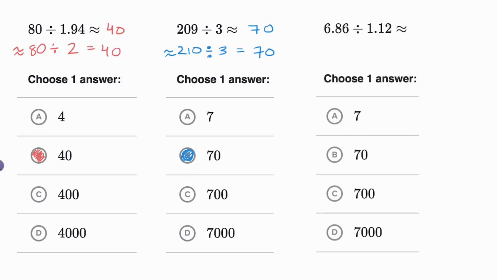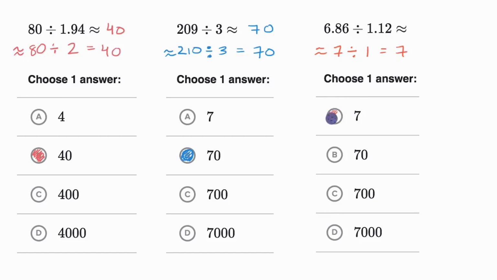So once again, pause the video and figure out what 6.86 divided by 1.12 is approximately equal to. Alright, so here, I would just try to round to the nearest whole number and see if that helps my division in my head. So 6.86 is approximately 7 if we round up to the nearest whole number. And if we round down 1.12, 7 divided by 1 is much easier for us to do in our head. So that is going to be 7.